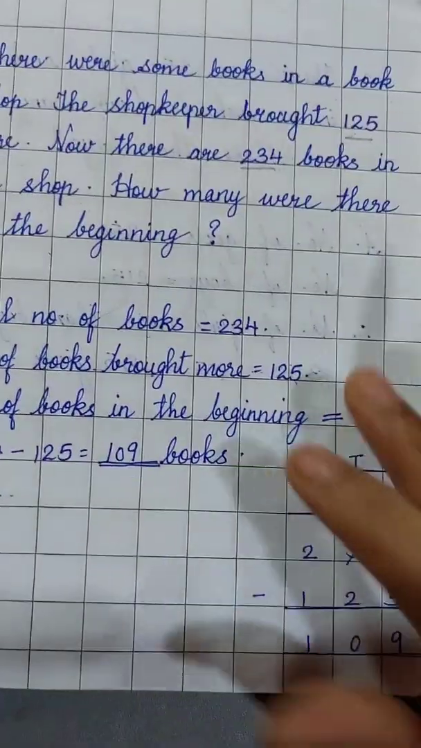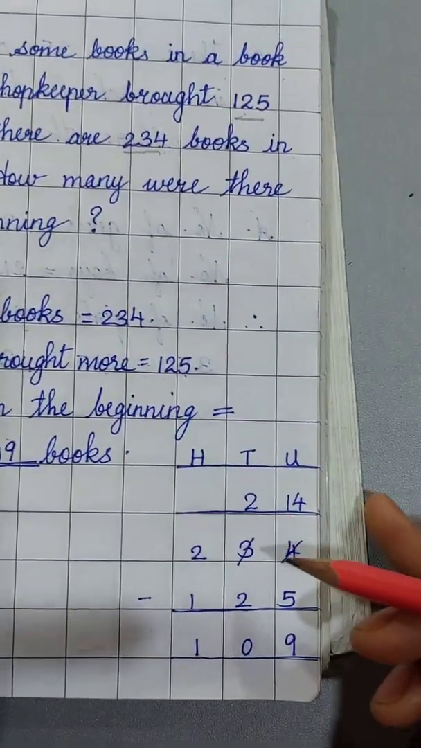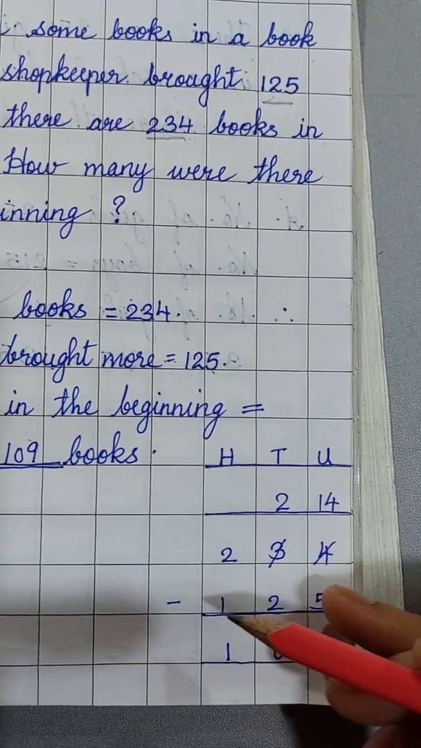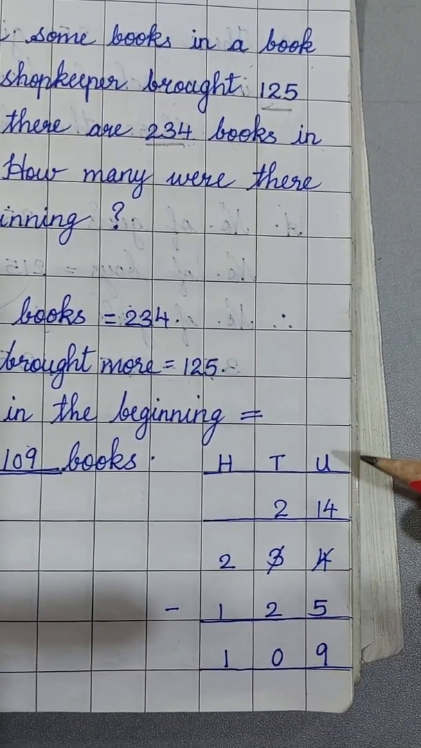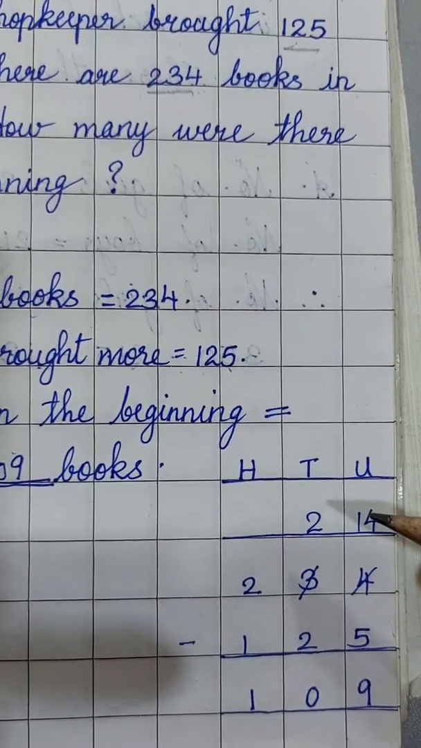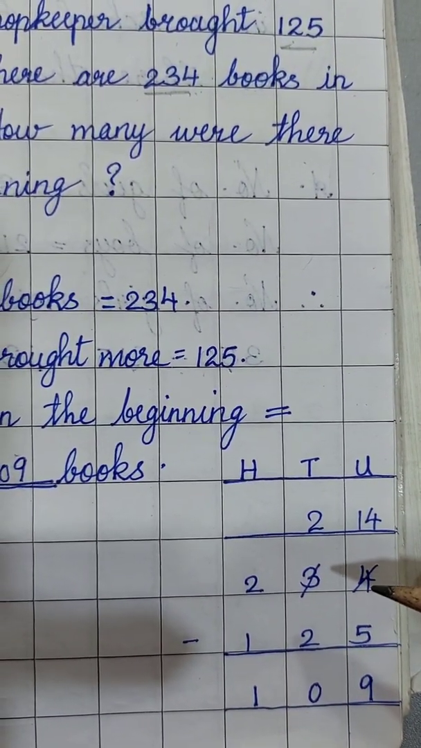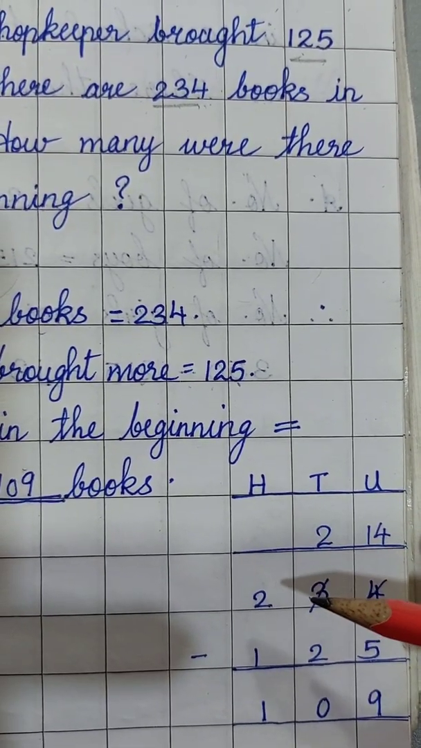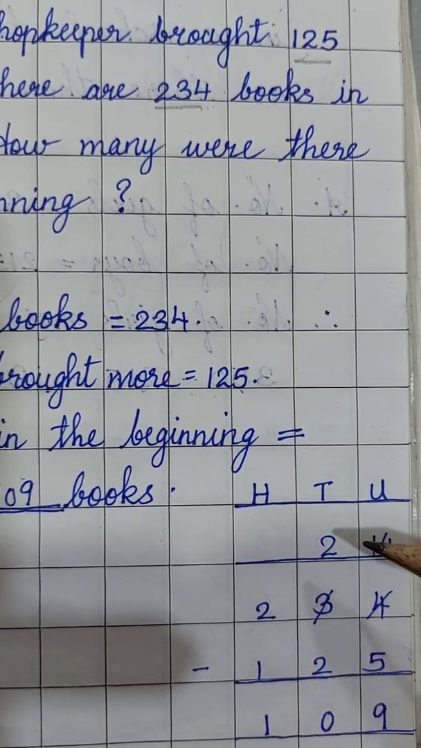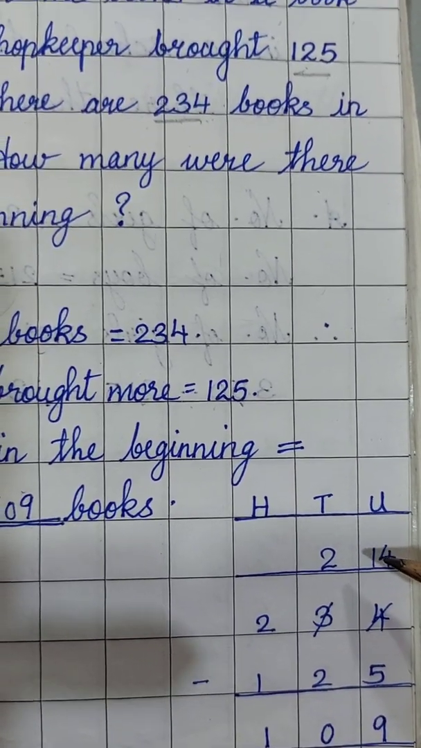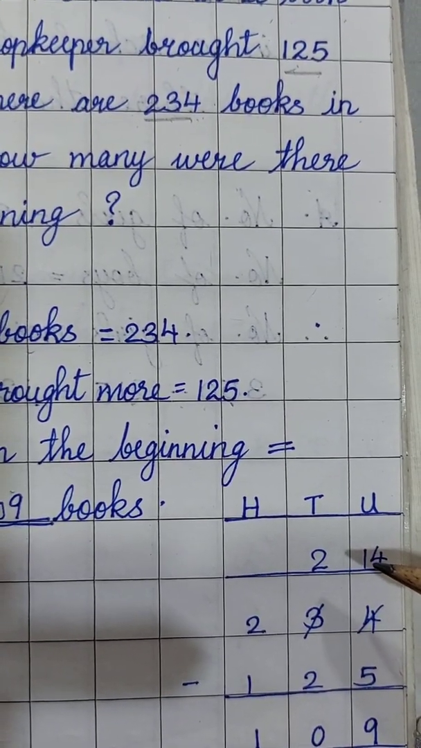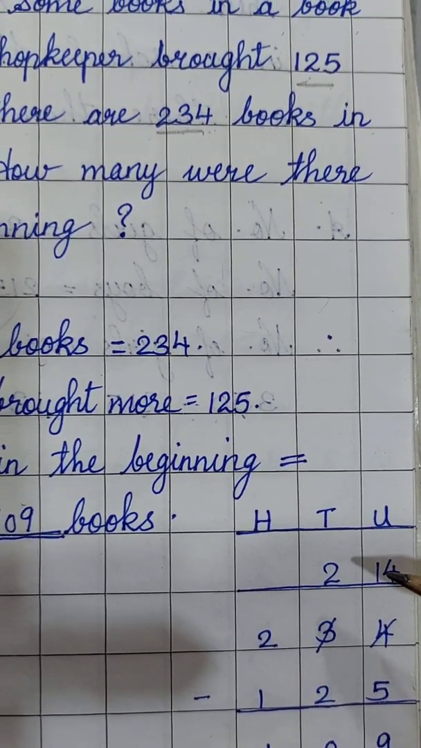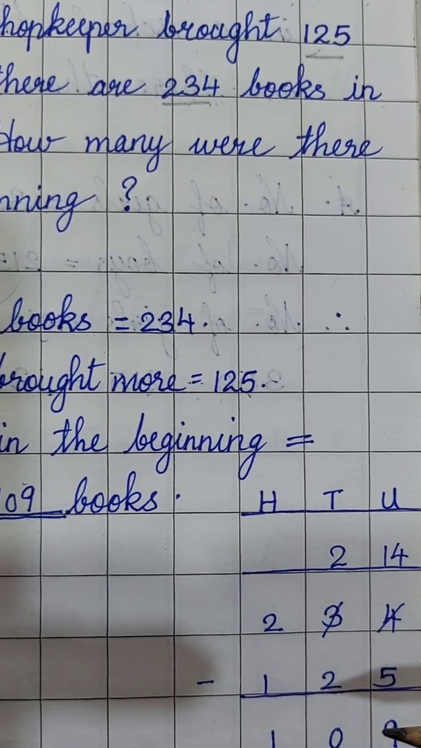What is the fourth step? To get this answer, you have to solve the sum. So 234 minus 125. You begin with units place. Cannot subtract 5 from 4. So you cancel that 4 on the top. Then you take from 3 tens, you take 1 ten. You untie the tens and take 1 ten. Okay, so that 1 ten is what? 10 units plus 4 units.